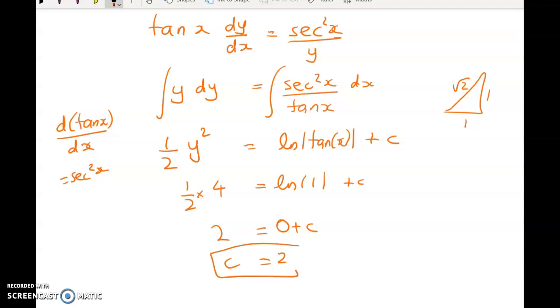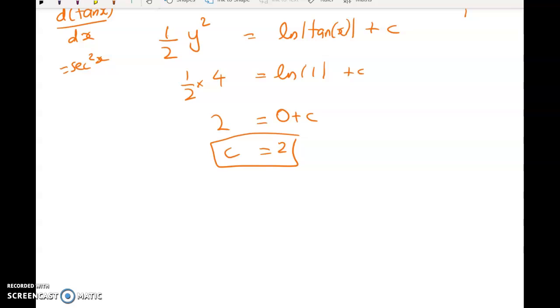So c is equal to 2. I'll keep going for a little bit. Right, so we're back to this. We've got a half y squared is equal to the natural log of tan x plus 2.